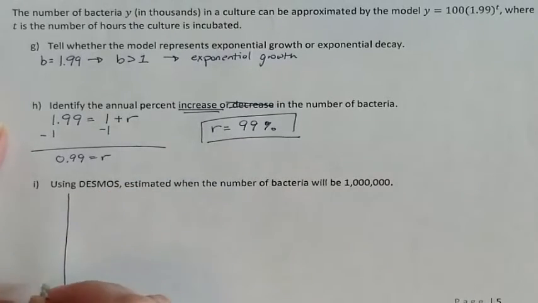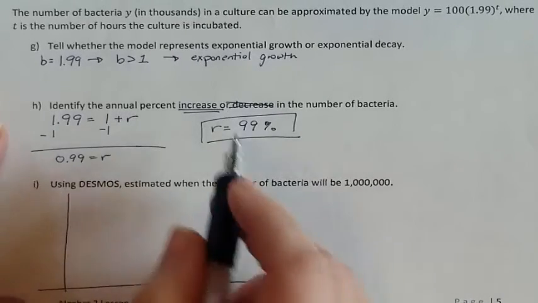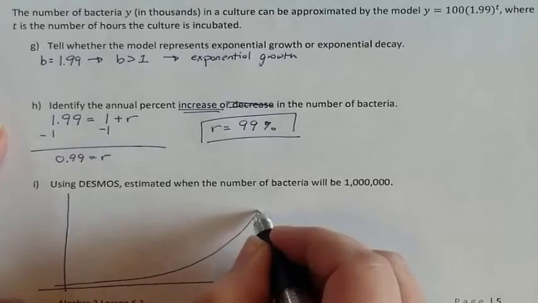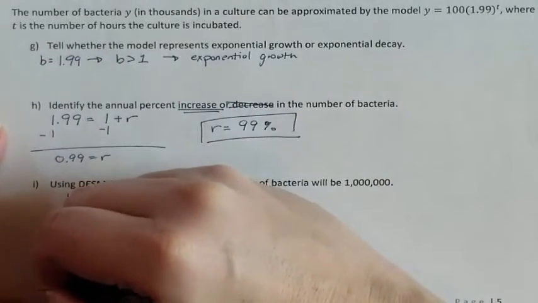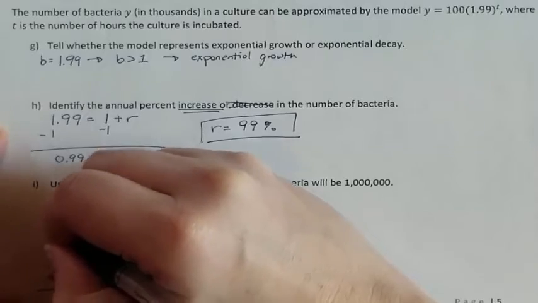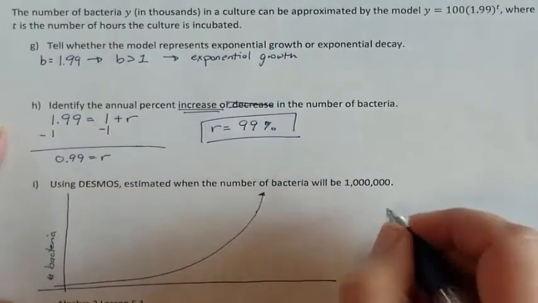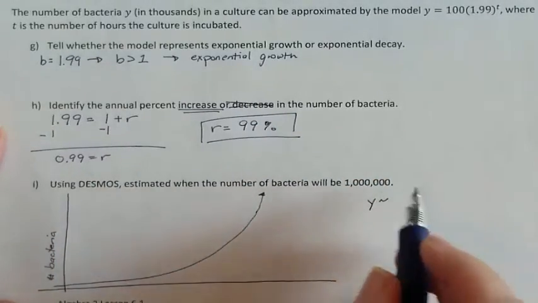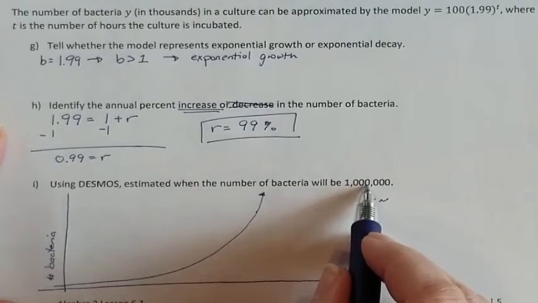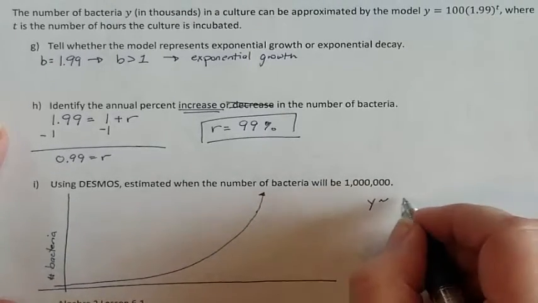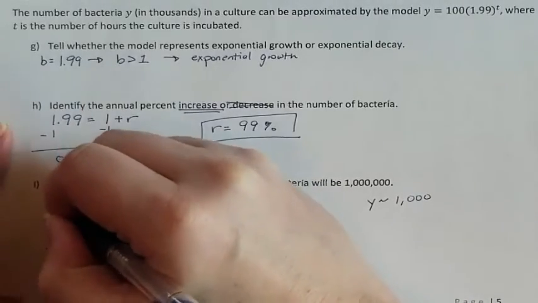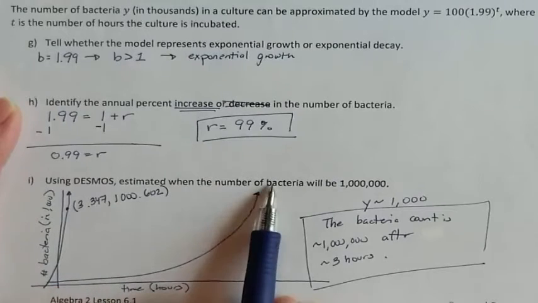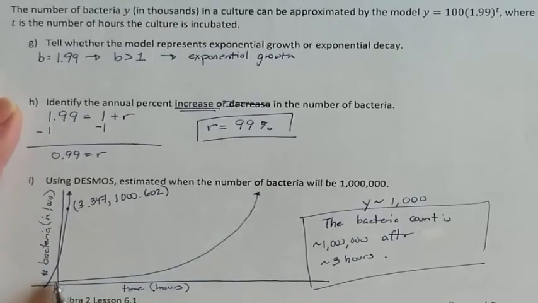So here's my estimated graph from Desmos. Because we are growing, we know our growth is going to look like this. The Y is supposed to be the number of bacteria. It's the number of bacteria in thousands. So I'm looking for the Y to be about, 1,000 would have been here. So I'm looking for 1,000 1,000s. And my X is going to be time in hours. So we drew an exponential growth model, but this was just a general growth model.